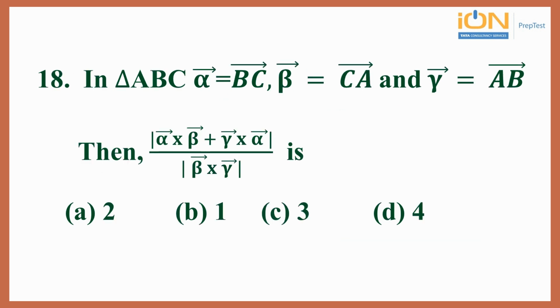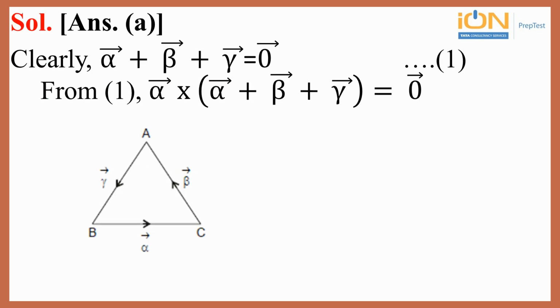So let's move to the next question, question number 18. In a triangle ABC, alpha bar is equal to BC bar, beta bar is equal to CA bar, and gamma bar is equal to AB bar. Then modulus of alpha cross beta plus gamma cross alpha divided by modulus of beta cross gamma is: first option 2, second option 1, third option 3, fourth option 4. We will show that it is the first option that is right.